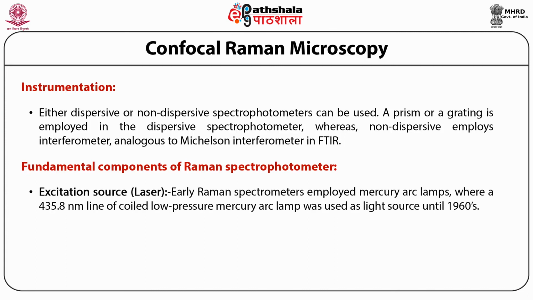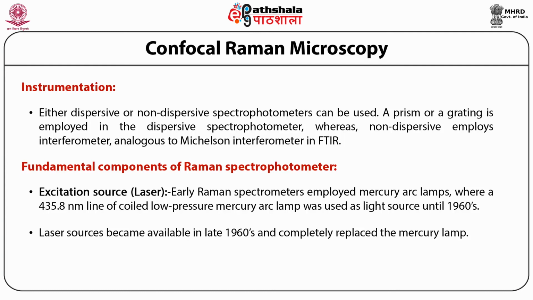Early Raman spectrometers employed mercury arc lamps, where the 435.8 nanometer line of a coiled low pressure mercury arc lamp was used as light source until the 1960s. Laser sources became available in the late 1960s and completely replaced the mercury lamp. These laser sources provide a stable and intense beam of radiation.